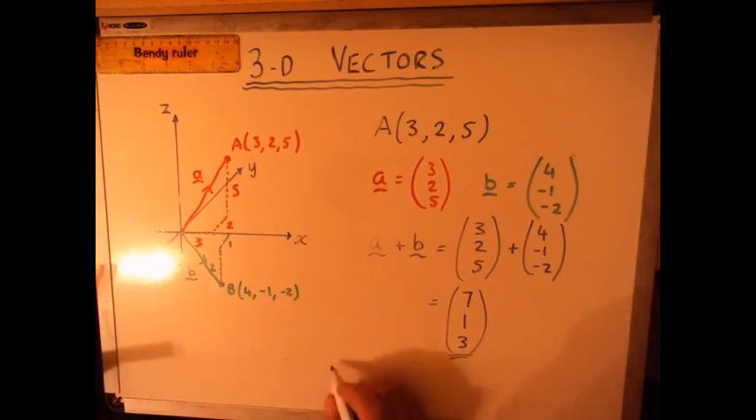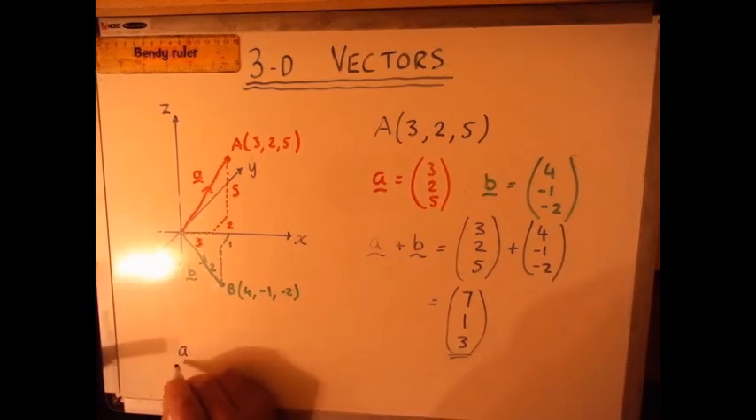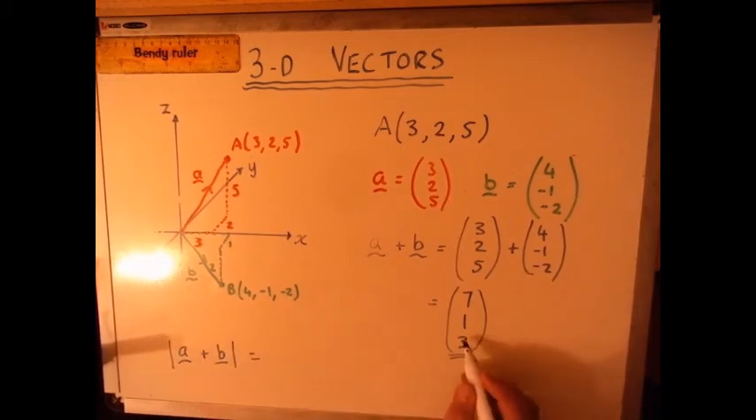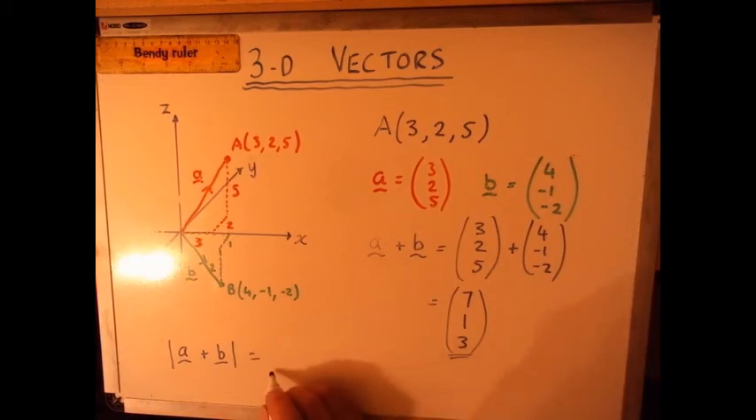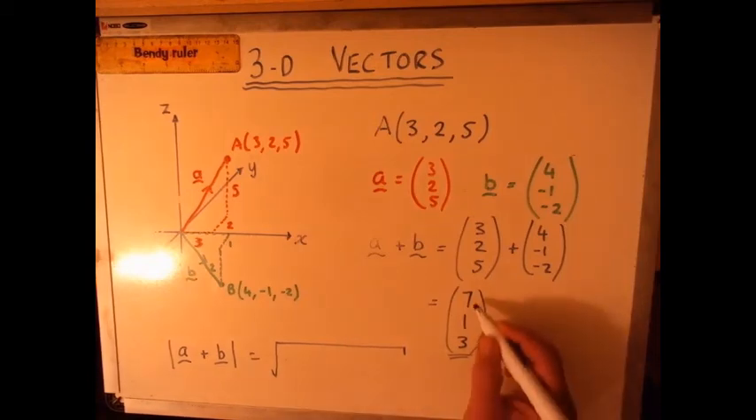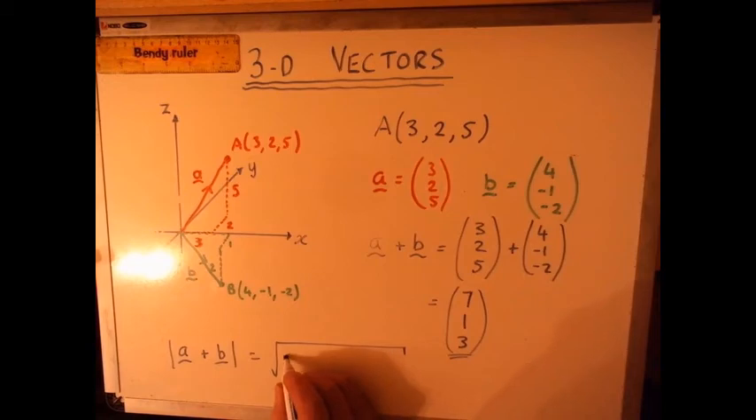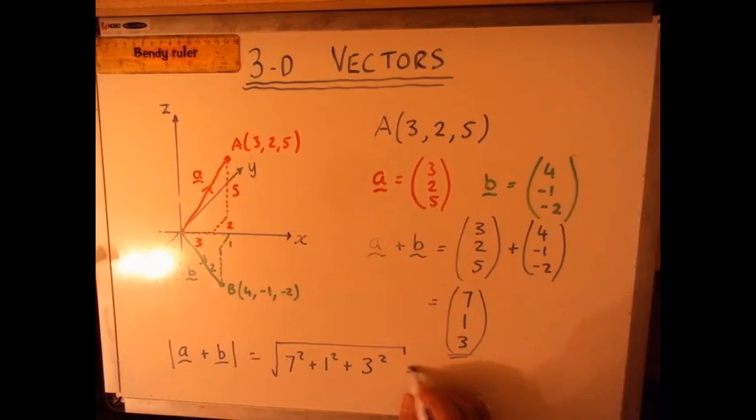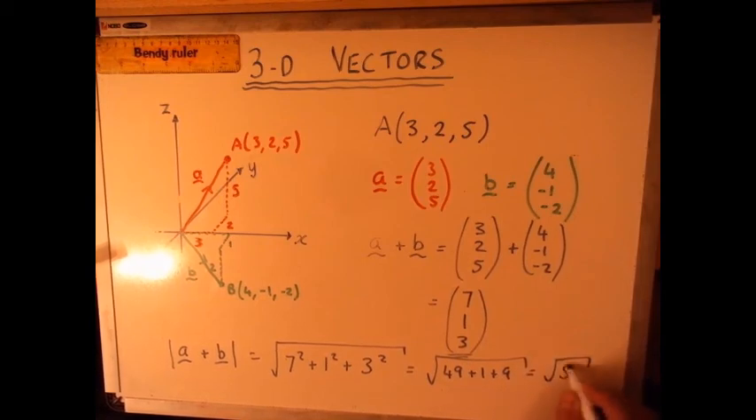I can also find magnitudes. I'll go across here just to do that. If I was asked for the magnitude of A plus B, well, we're dealing with 3D now. Remember your 3D Pythagoras. We have a quick way of finding the magnitude of a line in 3 dimensions. We just take its X, Y and Z components, square them all and add them together. So in this case I would be getting 49 plus 1 plus 9 for the square root of 59 as my magnitude.